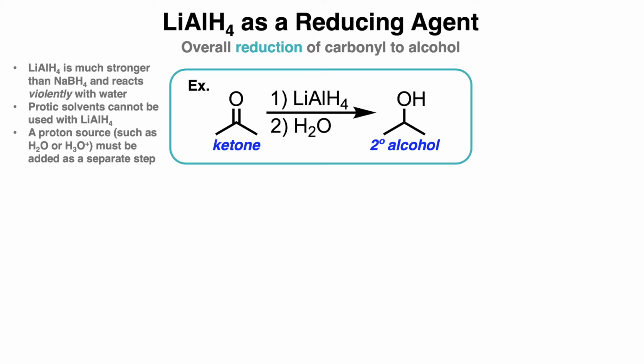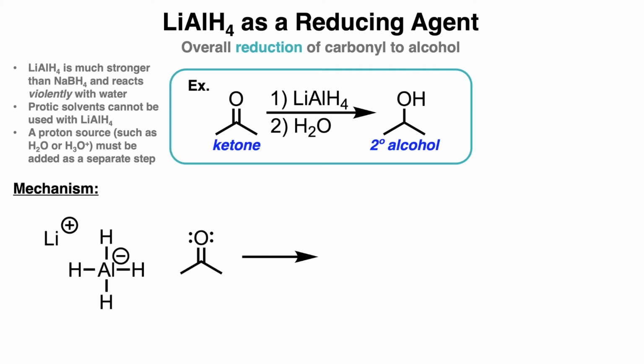This means that protic solvents cannot be used with LiAlH4, and a protic source like water or H3O+ must be added as a separate second step. So in this reaction, we're going to convert a ketone with LiAlH4 in the first step, and then use water in the second step to form our secondary alcohol.